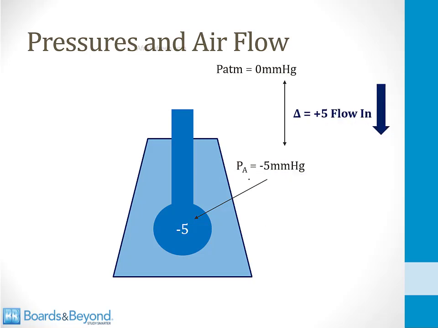Conversely, let's imagine if we had a pressure in the alveoli of -5. This happens also during some points in the respiratory cycle. Now we once again have a difference of +5, but this time the flow is going to be inward because the pressure here is 0, which is higher. The pressure here is -5, which is lower, and air always flows from a higher to a lower pressure, which will be into the lungs.